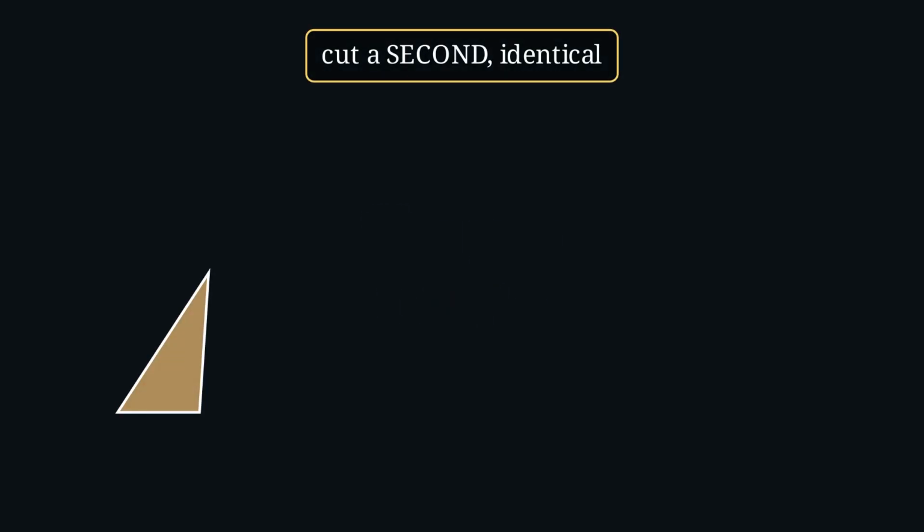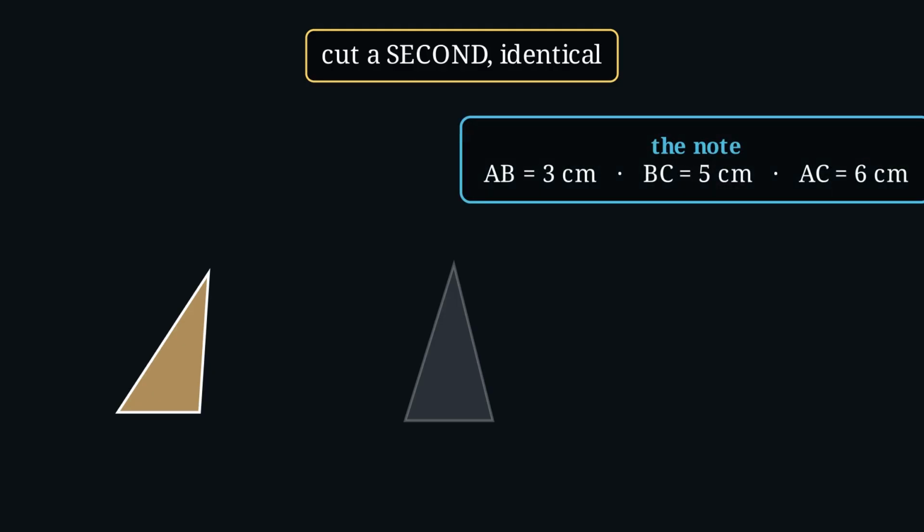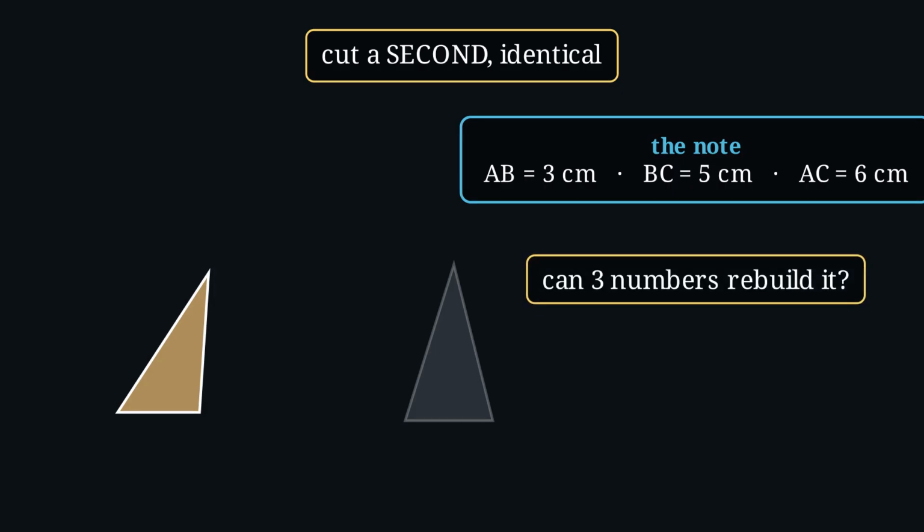Workshop needs two identical triangular brackets. The first was drawn freehand, and the second, copied by eye, came out a different shape. Slide them together, no match. All that survives is a note with three measurements: AB 3 cm, BC 5, AC 6. Three numbers. Can they rebuild the exact triangle?